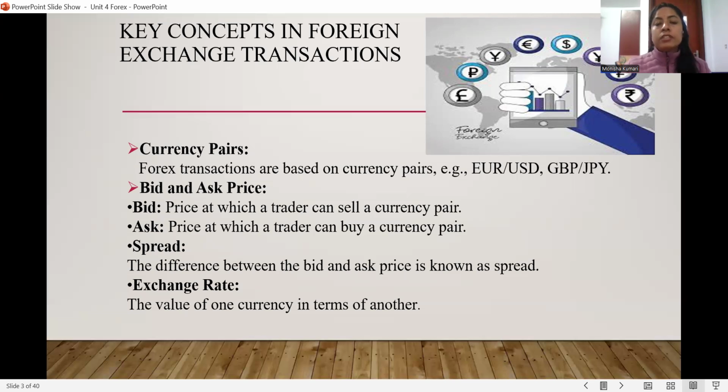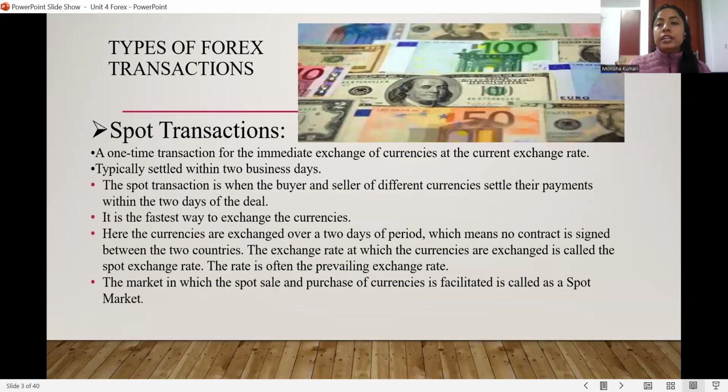And when we come to the discussion of the ask price, it is basically the price at which the trader is buying the currency pair, which may be in the form of euro pairing with the dollar, or pound pairing with the yen, or some other currencies. And when there is a difference between the bid price and the ask price, that difference is known as the spread. When it comes to the value of one currency in terms of another, we call it the exchange rate.